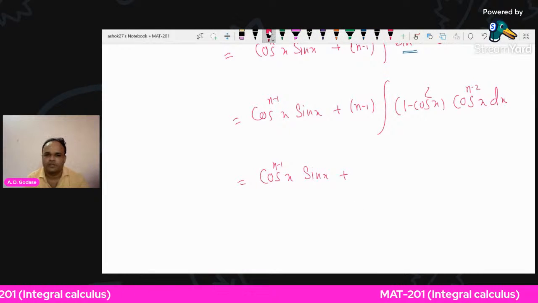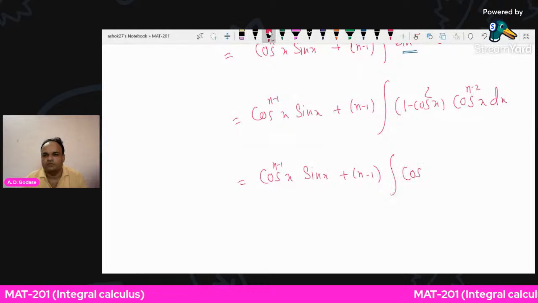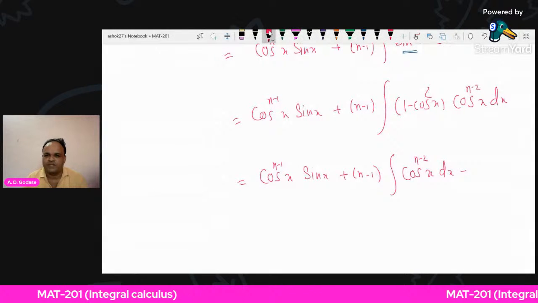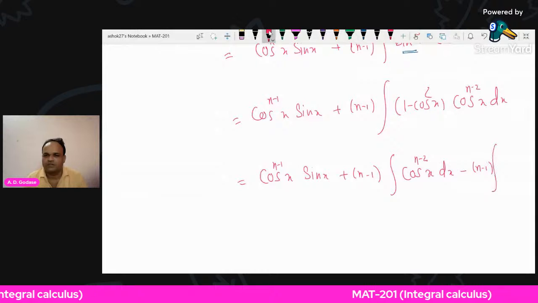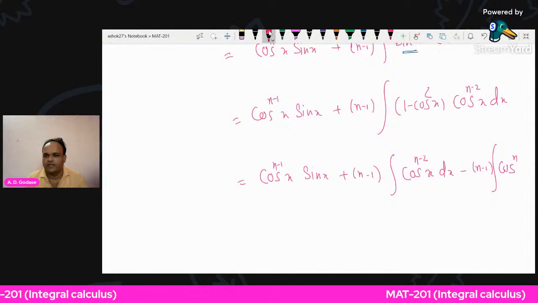So you'll get n minus 1 times the integration of cos raised to n minus 2 x dx, and minus, so this minus you can take outside of the integration, minus n minus 1 times the integration of cos square x and cos raised to n minus 2 x, so it will be cos raised to n x.